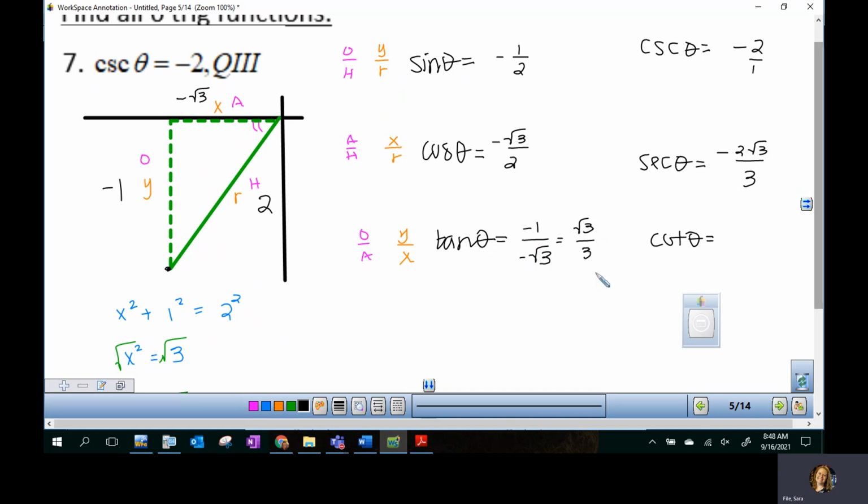What's the reciprocal of root 3 over 3? Just root 3. Tangent came out positive. Is tangent supposed to be positive in quadrant 3? Yes, and the others are all negative. So far, so good? Okay.